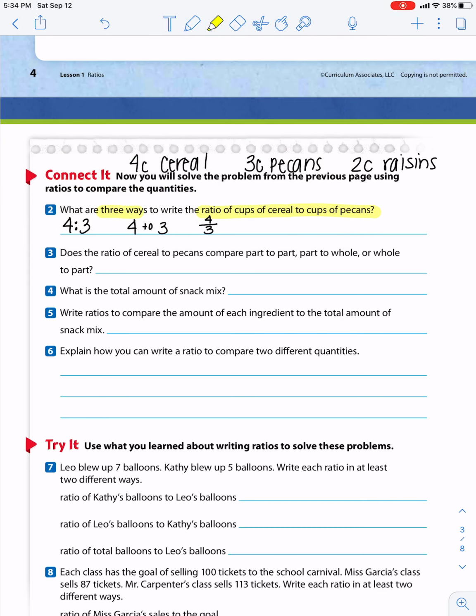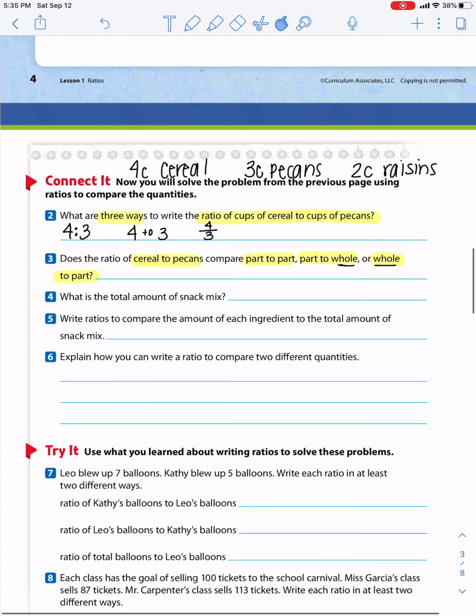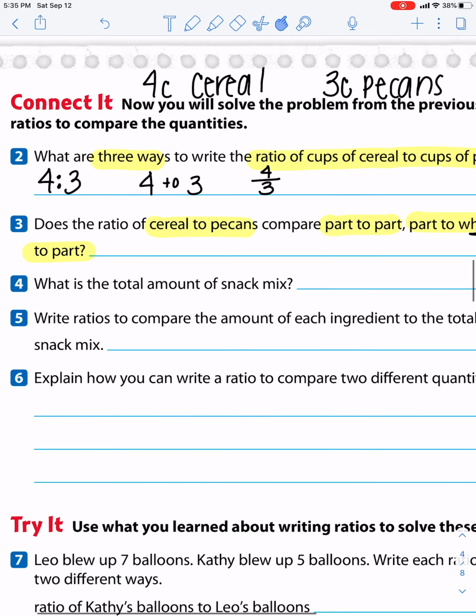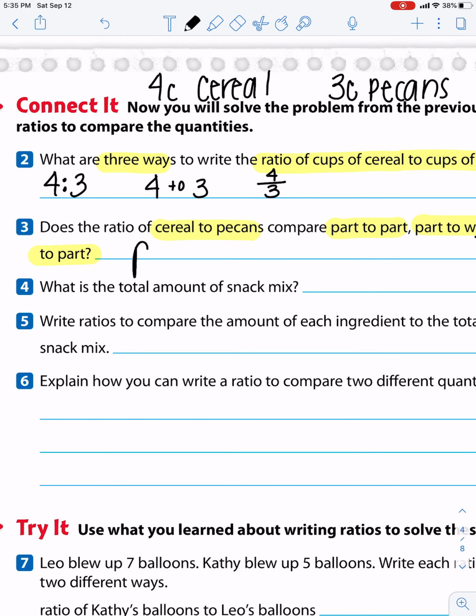All right. Second question, does the ratio of cereal to pecans compare part to part, part to whole, or whole to part? If it was anything to do with the whole or the whole thing, it would have to have 9 in somewhere. 4, 5, 6, 7, 8, 9 pieces total. Remember from this tape diagram up here? So our ratio of cereal to pecans is not part to whole and it's not whole to part, which means that the only thing left is part to part.